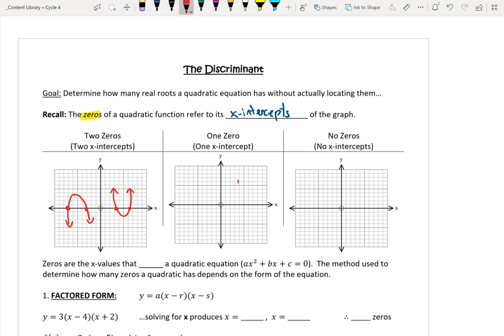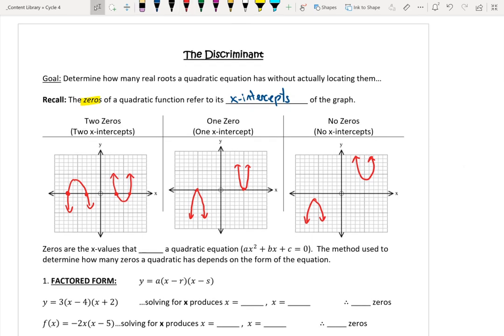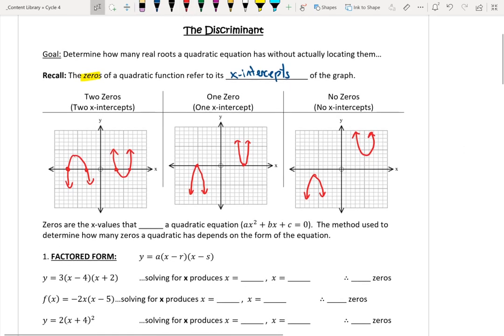One zero is where it touches only at the vertex. So that means the vertex is the only spot that's touching the x-axis. And again, two examples. And no zeros, we would see something that looks like this. So that means they're not touching the x-axis at all. All three scenarios are still considered quadratic functions, so there's nothing wrong with any of the three.